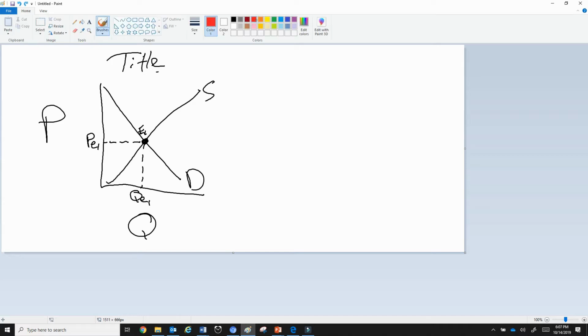Now let's say for some reason that the supply curve increases. Here's our new supply curve. You'll see that it shifted to the right. And you will know that anytime a curve shifts to the right, it is an increase. So we have an increase in supply.